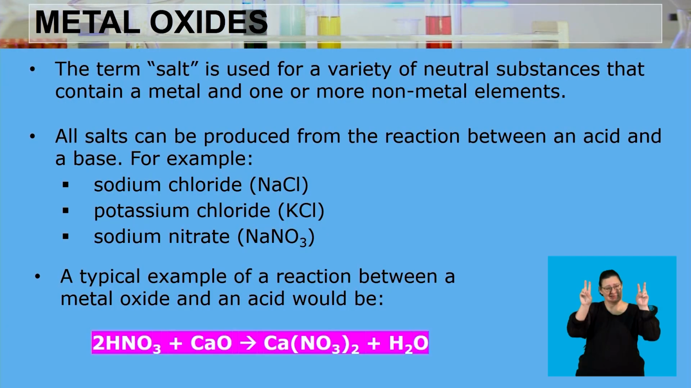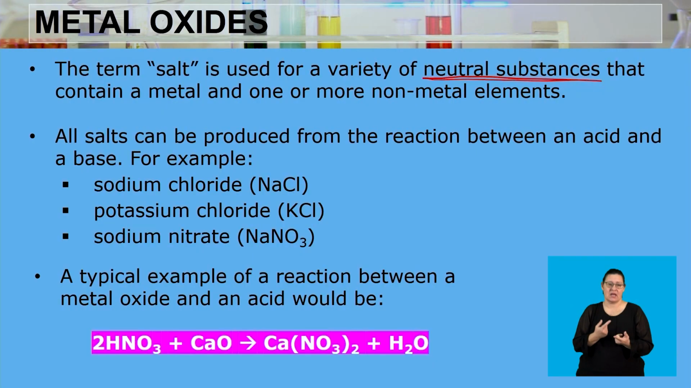We do know what water is, but what about the salt that is always produced when we are reacting an acid and a base? What do we mean by that? The term salt is used for a variety of neutral substances that contain a metal and one or more non-metal elements. For us to have the neutral substance, which is the salt, the acid that reacted and the base that reacted have to have had more or less the same range of strength in terms of being acidic or basic.